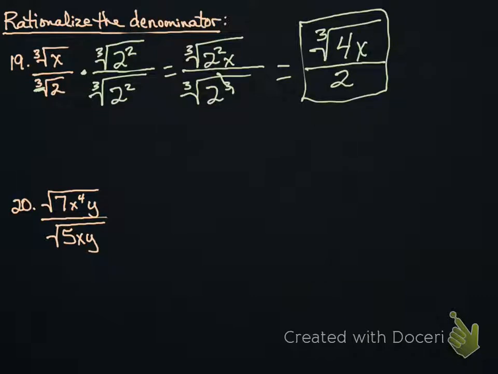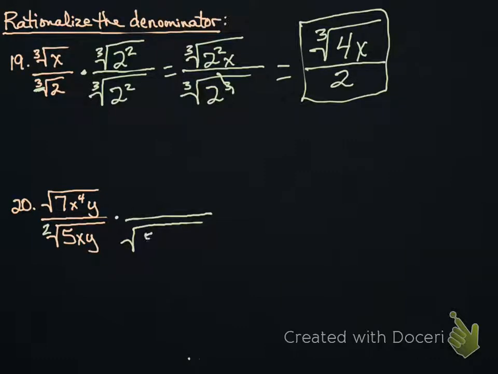Alright, let's do number 20. Again, I've got to get all my factors on the bottom to the same exponent number as my index. Remember, there's no number here, so automatically we know that that's a 2. So I've got to get 5 to 5 squared, x to x squared, y to y squared.